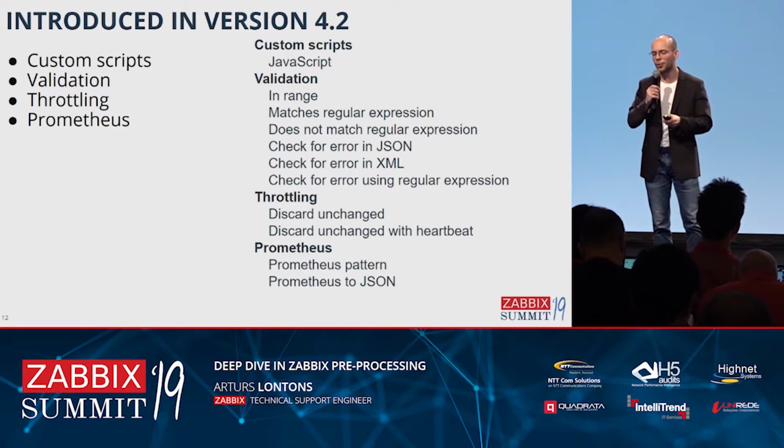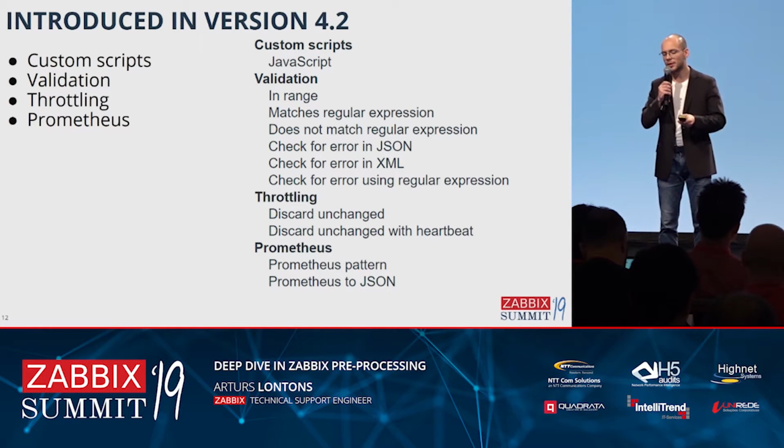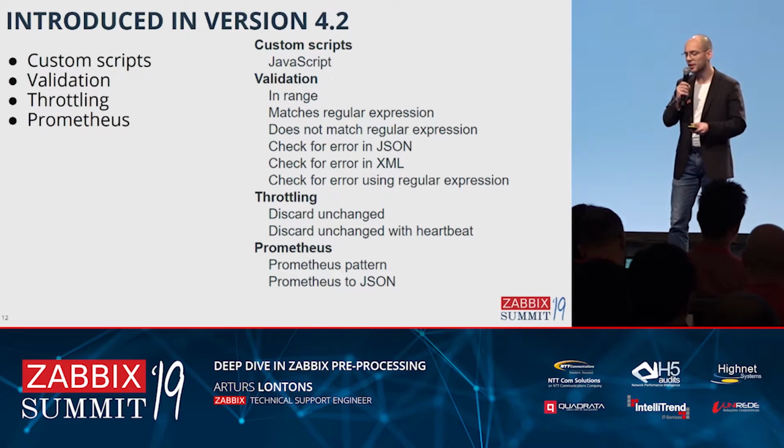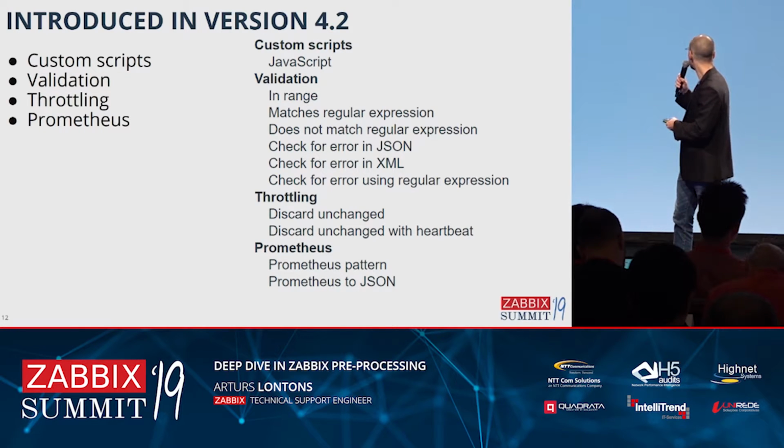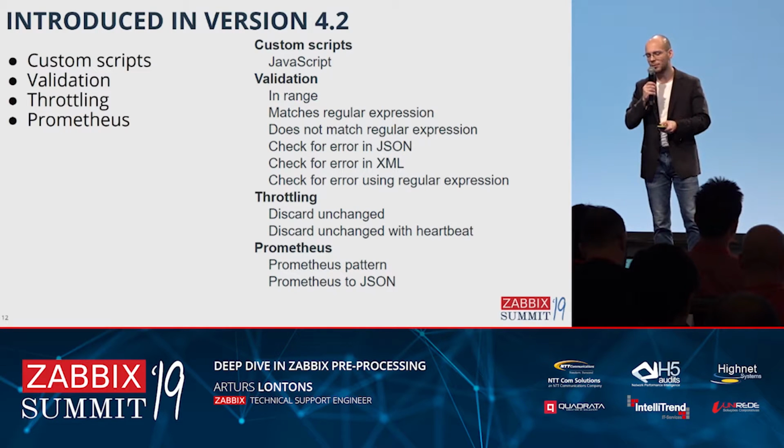Then we move on to 4.2. So remember, I mentioned what we introduced. We'll talk about custom scripts, validation, throttling, and Prometheus. This whole new menu section, available on my left, has been added in 4.2, so quite a bit.